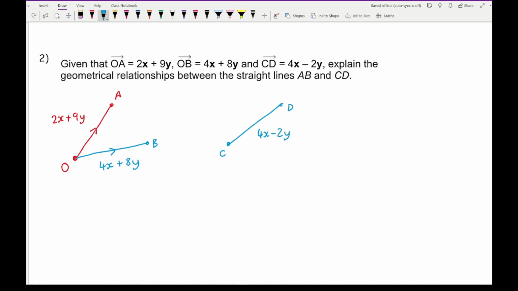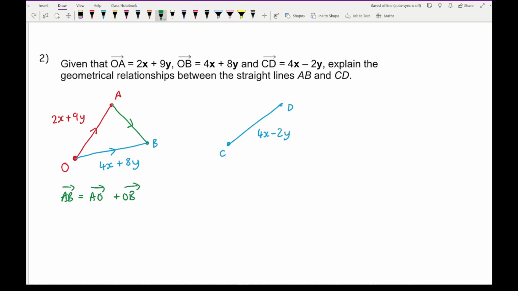So let's first of all have a look at the vector that joins A to B. Well, A to B is going to go from A to O and then O to B.